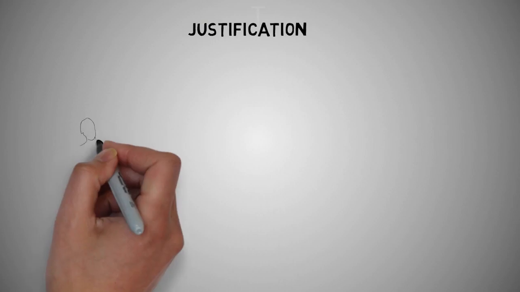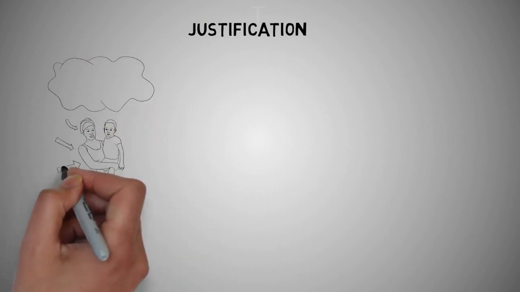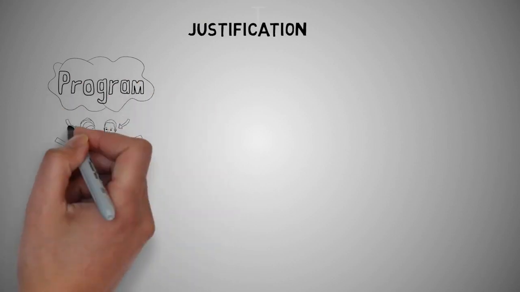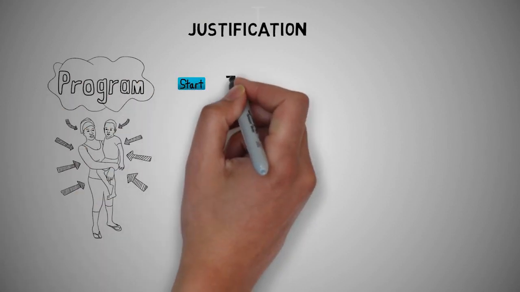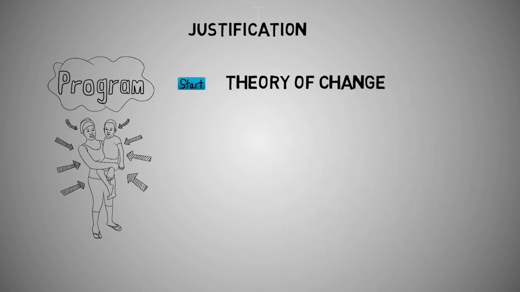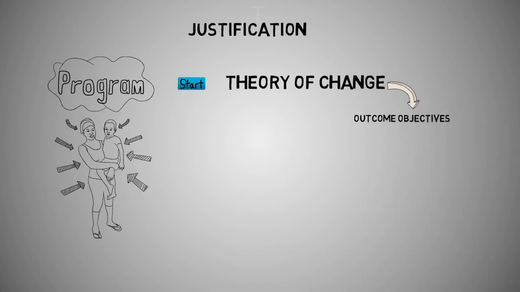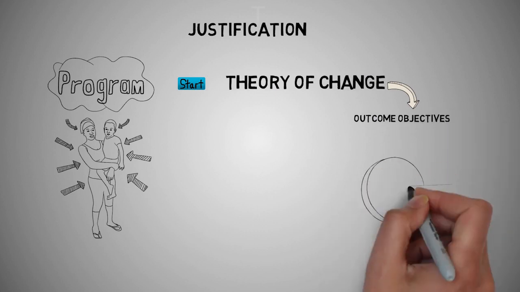Justification. Well, it is obvious that all intervention agencies will want their programs to make a difference within the clients and communities they serve. The first step in this process is to develop a theory of change that describes how the program's outcomes are linked with the intervention. This mostly forms the basis for the development of a well-defined set of objectives or outcomes.